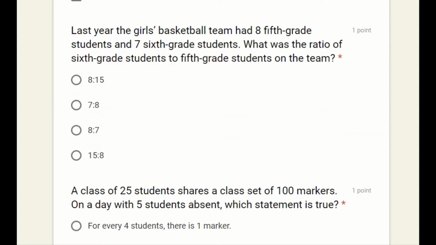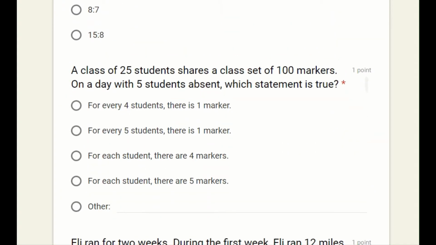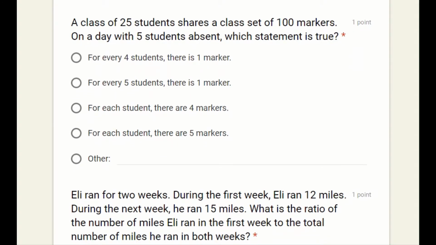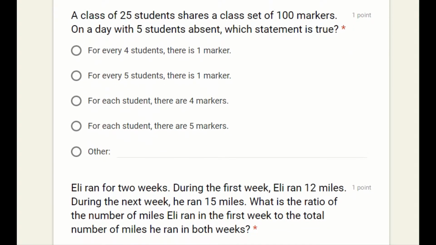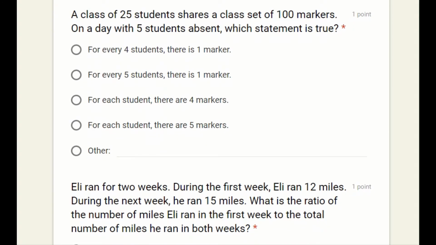The next one, a class of 25 students share a class set of 100 markers. One day, with 5 students absent, which statement is true? So if we think about the question, we have 25 students that share 100 markers. Okay, if 5 students don't show up, we have to subtract those 5 students from the original number of students.